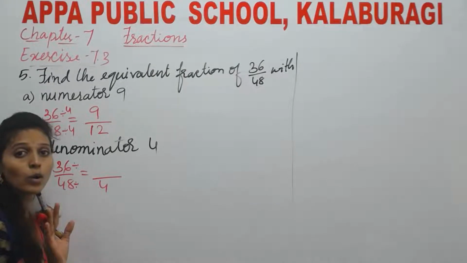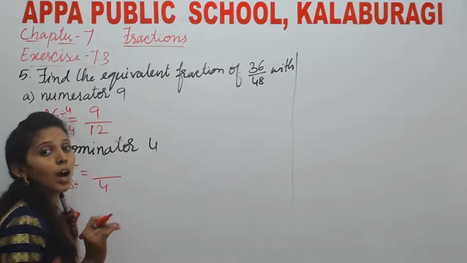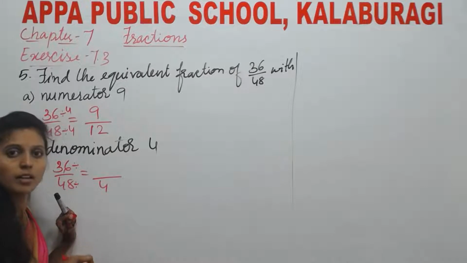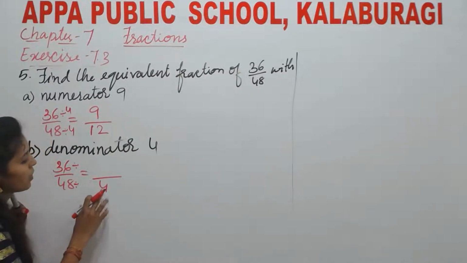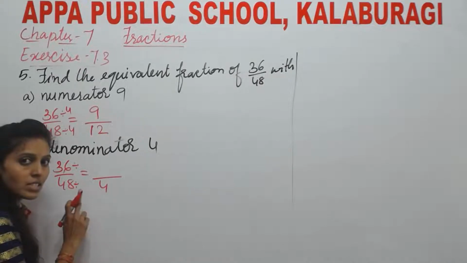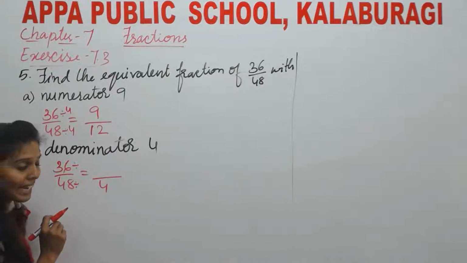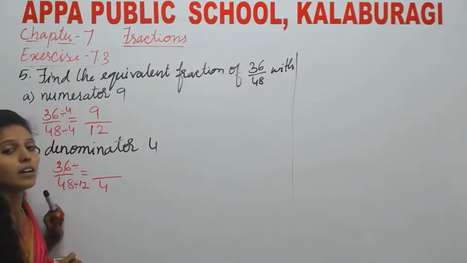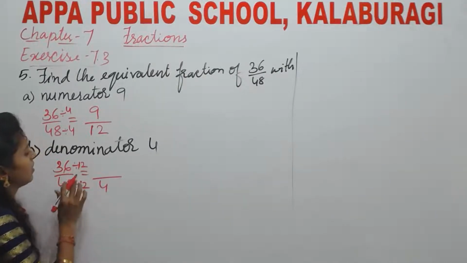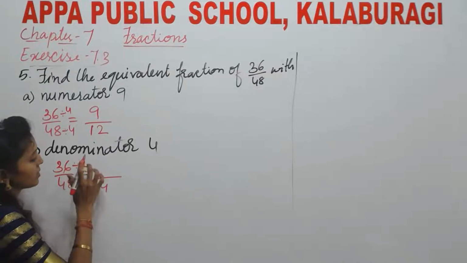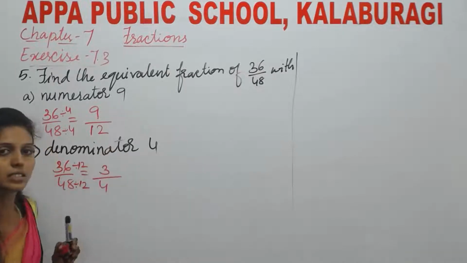4 tens are 40. Don't think that is the end, mister. How will we get 48 in 4 table? There is no end for multiples. So 4 tens are 40, 4 11s are 44, 4 12s are 48. So it is divisible by 12. So here also same thing, 36 divided by 12. 12 3s are 36.